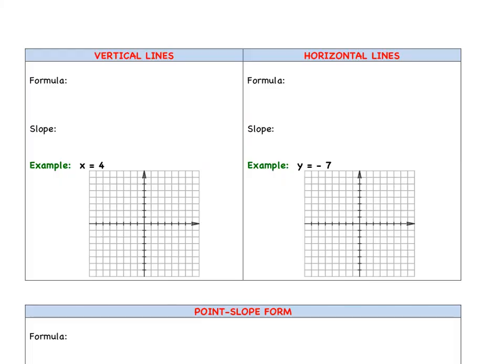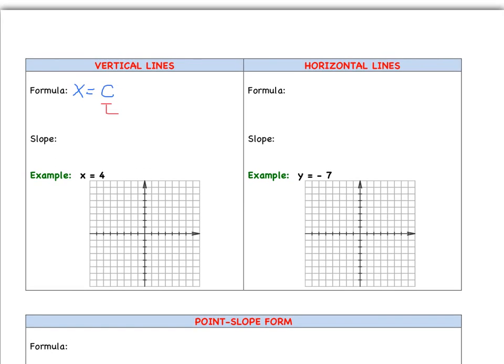Okay, so the next thing we need to talk about is vertical and horizontal lines. Alright, we kind of talked about these the other day when we discussed slope, but we did not talk about the formula for the equation of a vertical line. So a vertical line is when x is equal to a constant. So we have x equals c, where c represents a constant.